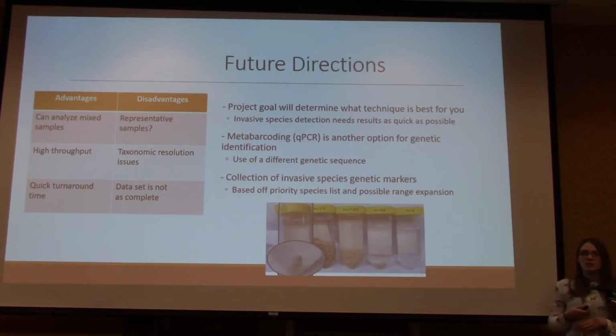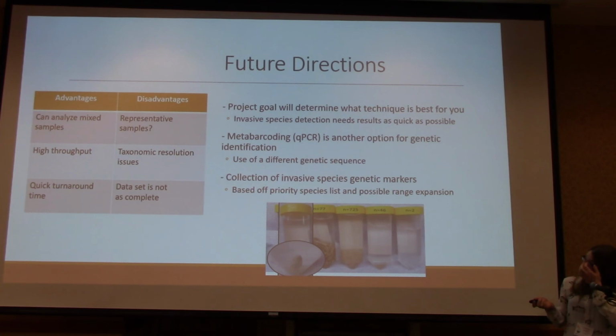Another disadvantage is also some taxonomic resolution issues. If you look at this sample here, it had 725 fish in it. They may not all be the same species. There could be several species in here. And because there's so much tissue to work through, you could potentially have some misidentifications or some issues with taxonomy as well. And then another big one is that for this genetic sequence, the data set is not as complete as the CO1 gene that we used for our 2017 sampling season.